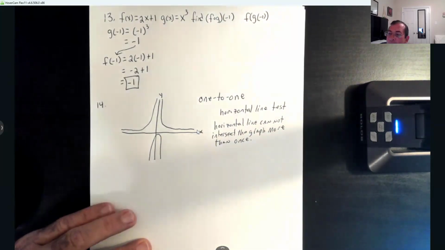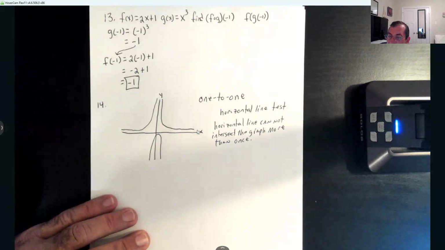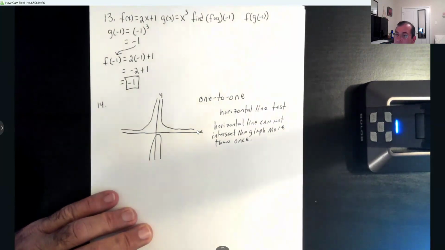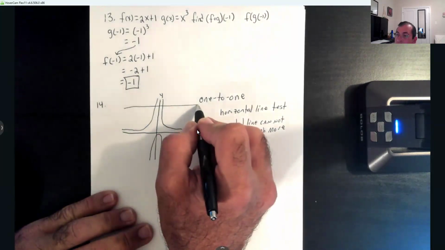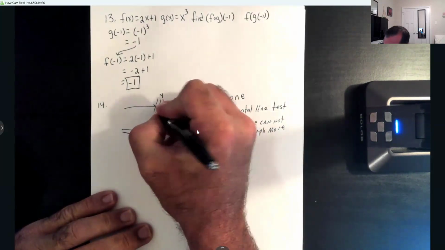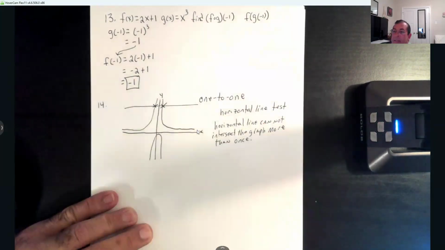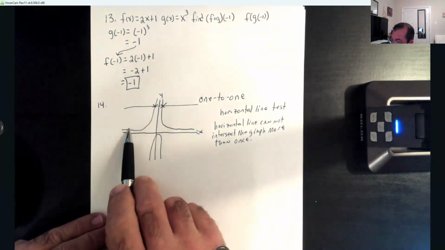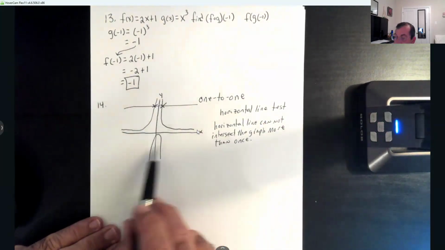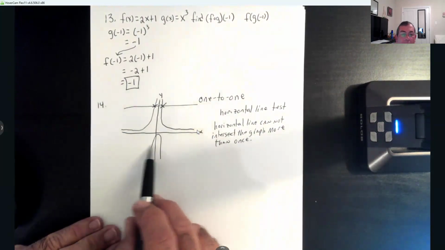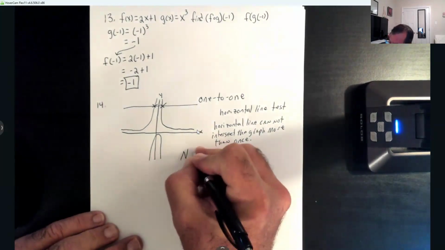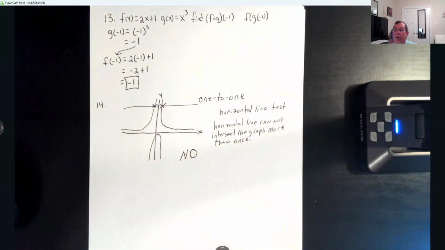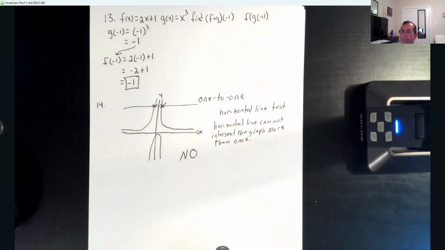If it intersects it more than once, we're going to put no on this. So y'all, let's draw some horizontal lines. If I go straight across with a horizontal line right there, it's going to hit it there, and it hits it there. And you can do that anywhere on this graph, top or bottom. Those horizontal lines are going to intersect it more than once. So this would be no, not 1 to 1.